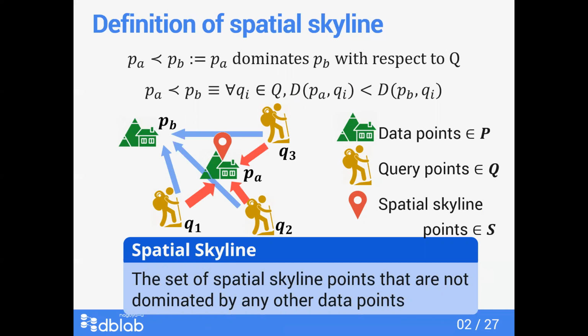The spatial skyline is defined as a set of points that are not dominated by any other points, by comparing the distance over and over again.